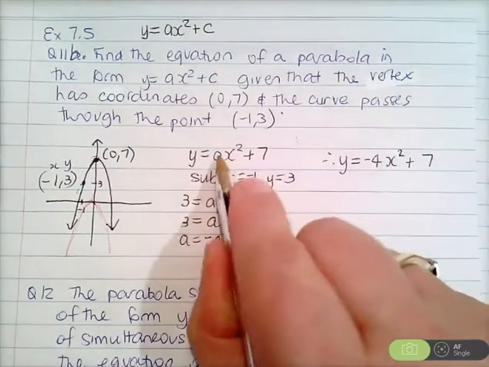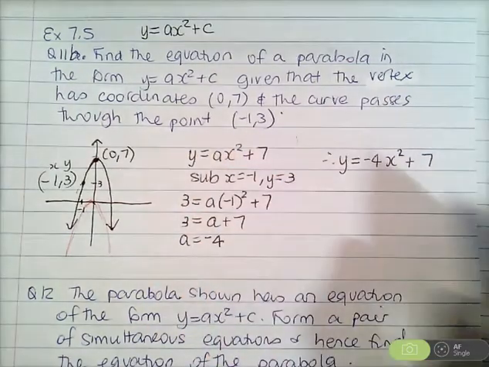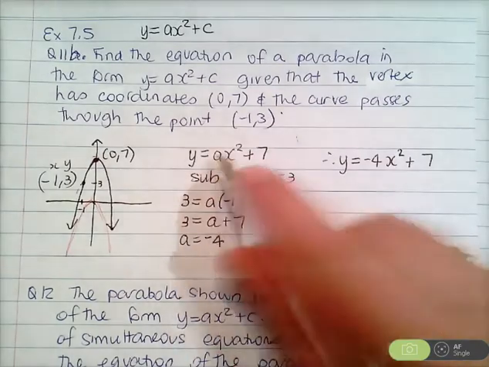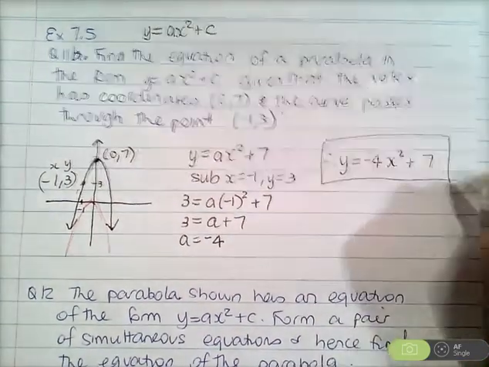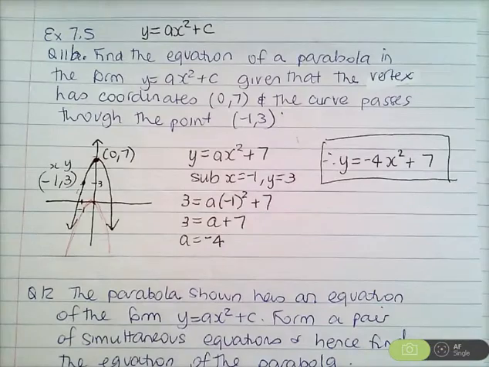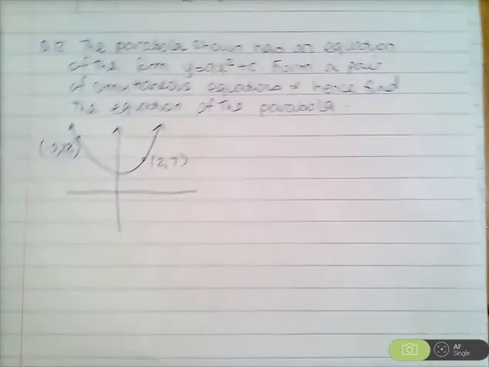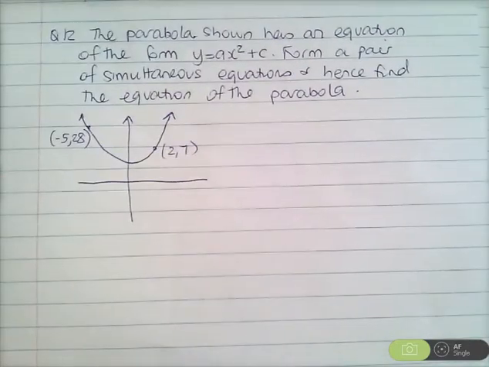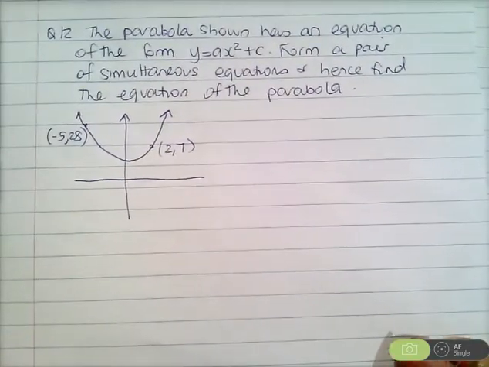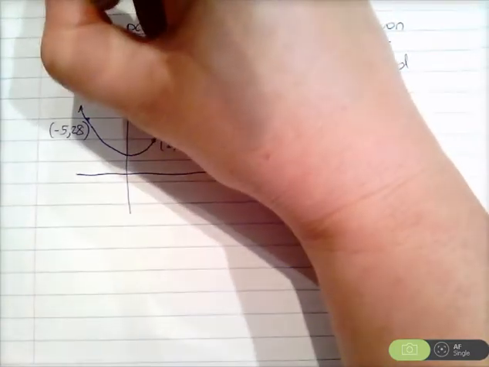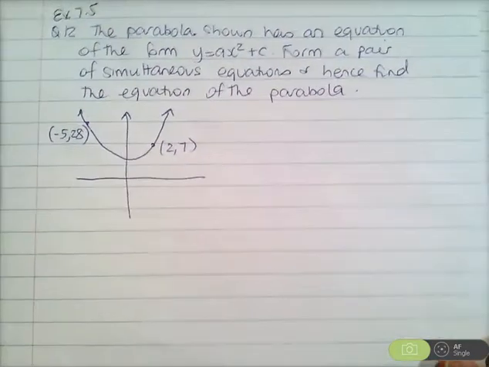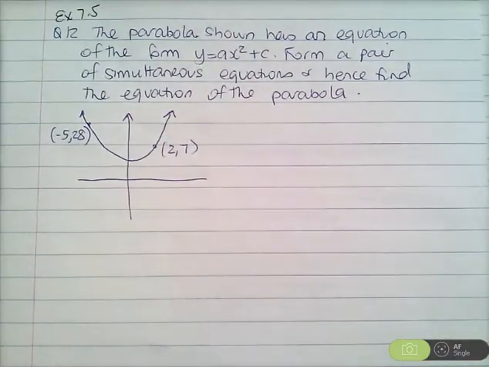See, I'm working out the a by substituting an x and y value and then putting that a back in there. So that's my equation, y equals negative 4x squared plus 7. Now for question 12. Now question 12 says, this is exercise 7.5 as well. Sorry, I just jumped around a little bit, but they're all examples, okay?